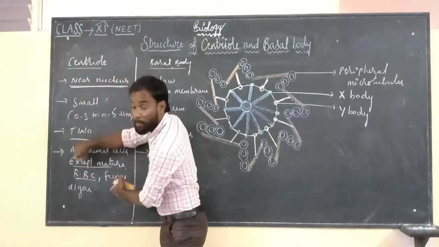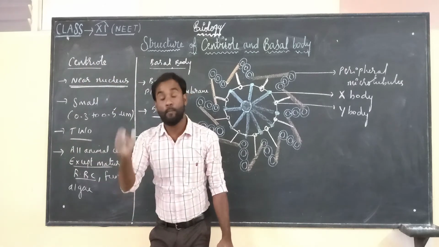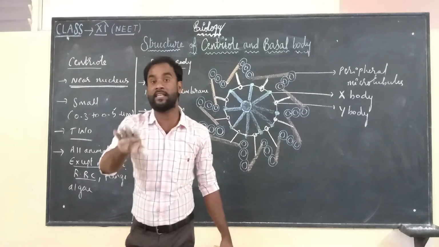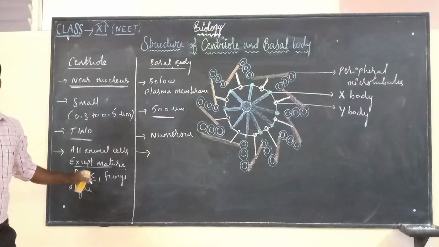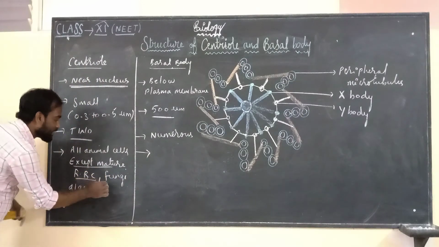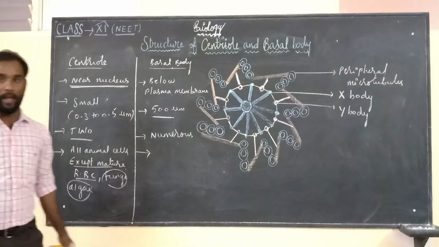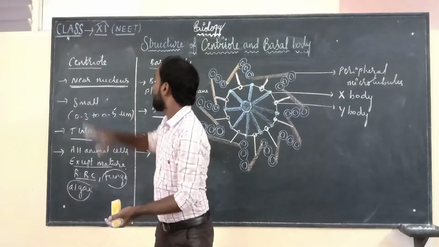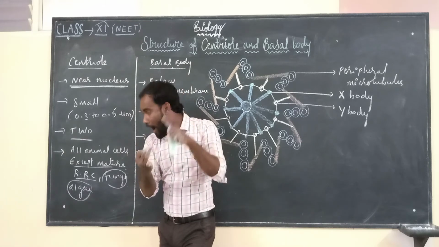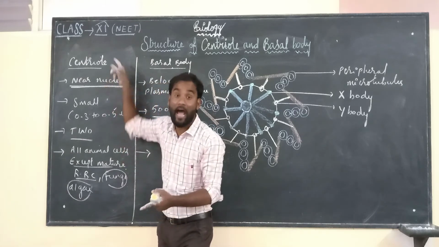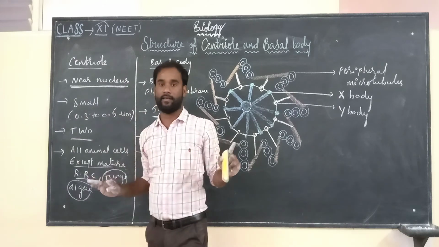I am explaining about their origin. Centrioles are present in all animal cells, but in animal cells, they are not present in mature RBC, human RBC. They are present in fungi, they are present in algae, but they are absent in higher plants and bacteria. Simply to say, where are they present? Animal cells, algae, fungi. Where are they absent? Mature human RBC, higher plants and bacteria.